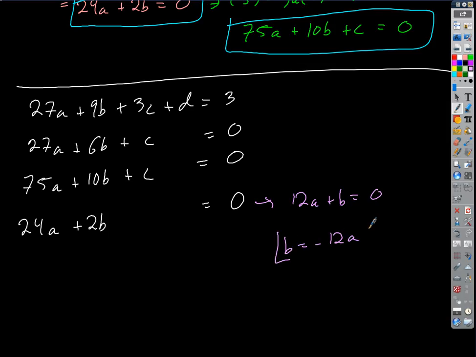Okay, that's a good substitution equation. Then every place I had a B, I could plug in a negative 12A. What's the purpose of that? What's that going to do to all these other equations? Eliminates a variable, right? It collapses the system down, so it's a smaller system we're dealing with.